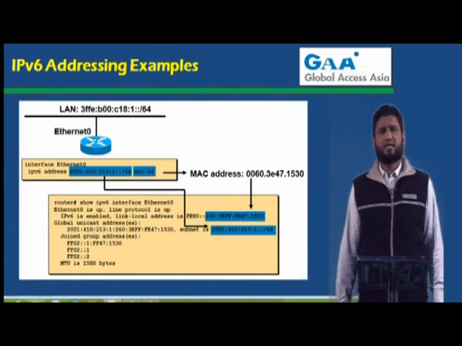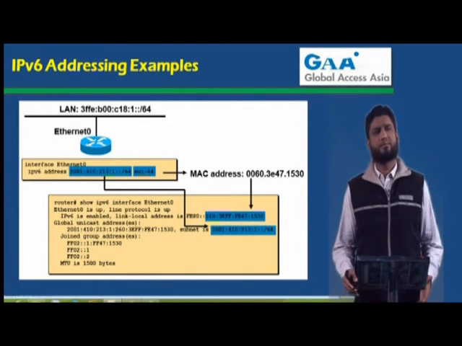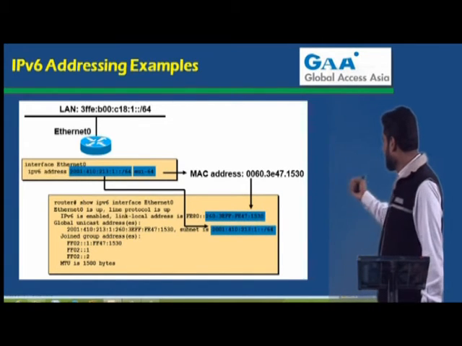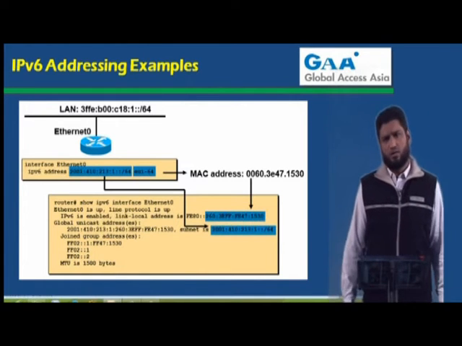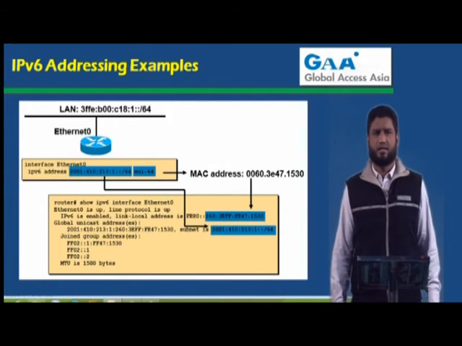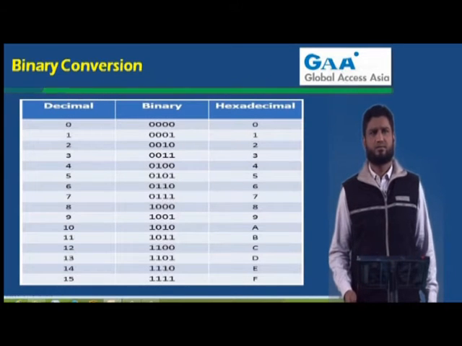You can see IP addressing examples from the router. In the figure, this router has the Ethernet port in the local area network, and we can see the interface Ethernet and show the IP version 6 interface using this command. We can see the situations. You can also see how the MAC address is incorporated in these addressing examples.